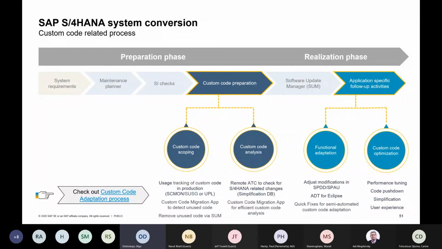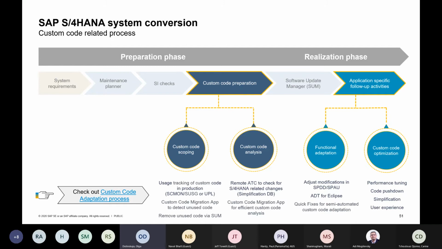which are related to the S/4HANA simplifications, and in order to understand which custom code objects need to be really adapted for SAP S/4HANA. And the tool of choice is also ABAP Test Cockpit, which is our infrastructure also for custom code readiness checks for SAP S/4HANA.